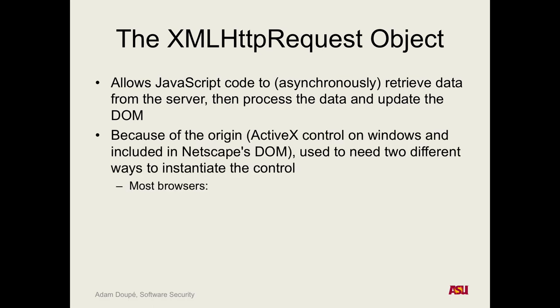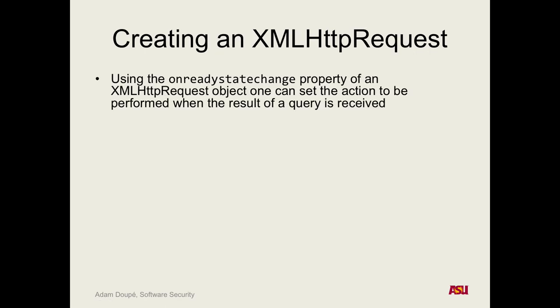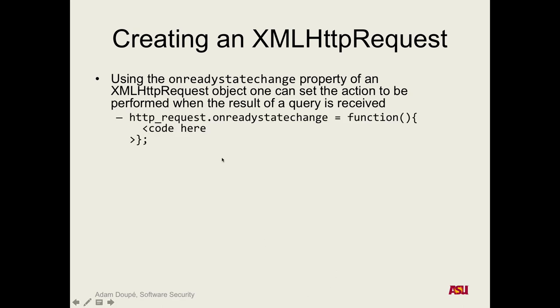Okay, so in most browsers, you just say you want a new XML HTTP request object. In Internet Explorer, even though it's no longer an ActiveX object, you still need to instantiate it in this way. I think we can go through this pretty briefly. The XML HTTP request object has an onReadyStateChange function, which is called every time the state of the request changes.